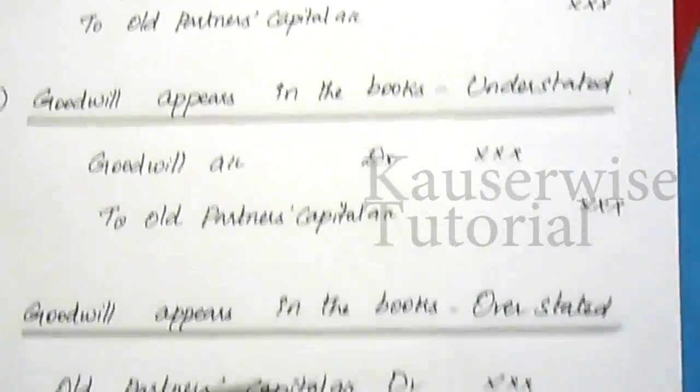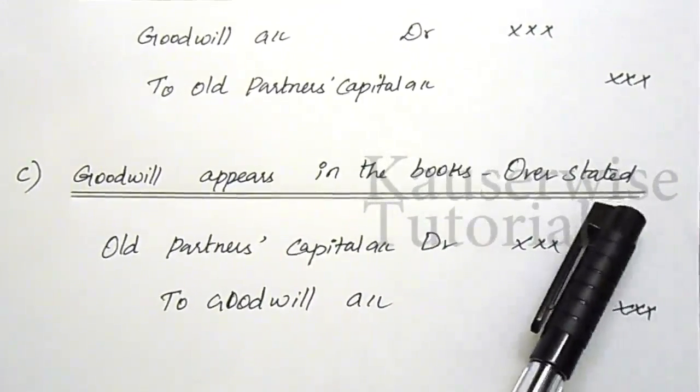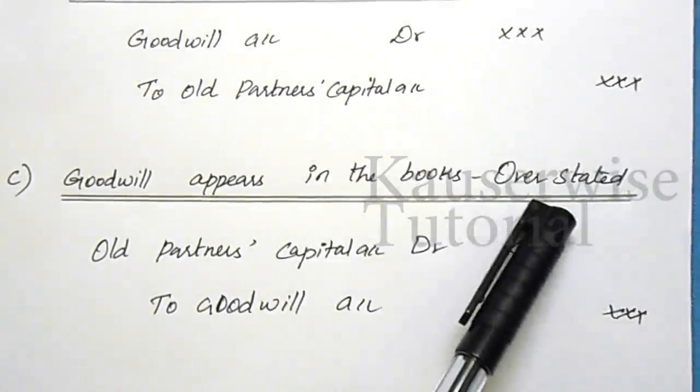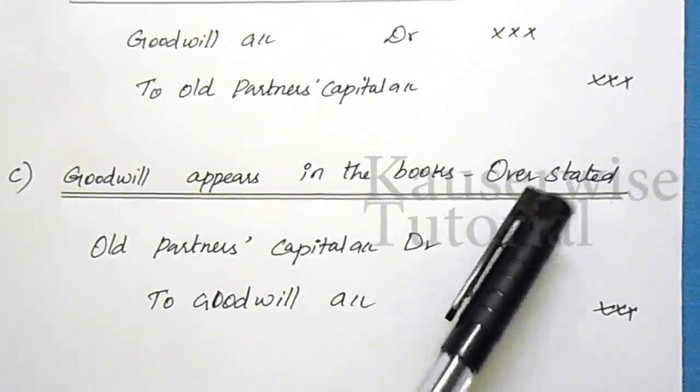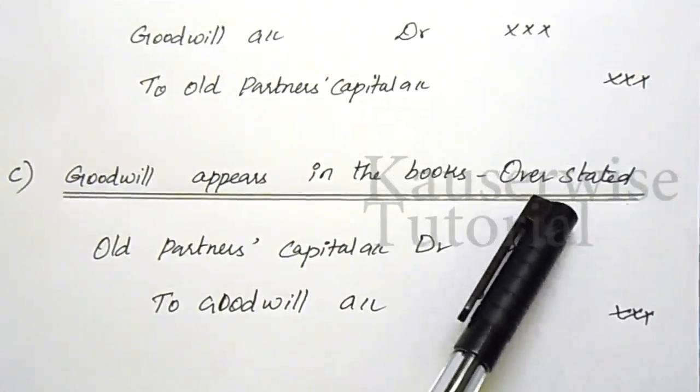The last scenario is goodwill appears in the books overstated. It is the same thing. In their old balance sheet, the goodwill amount is given under the asset side, but that amount is overstated.